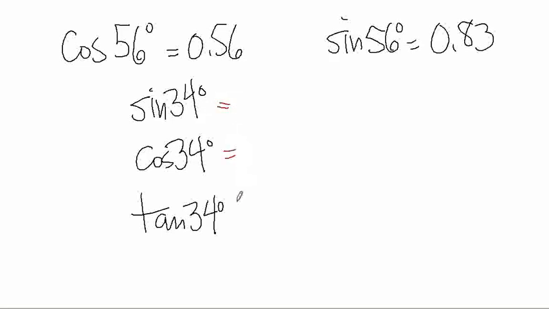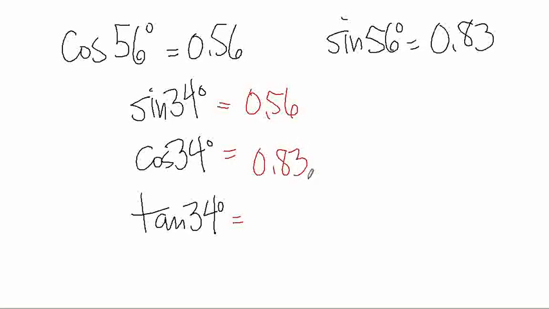Okay, I'll go ahead and work these out. So, an angle with a measure of 56 degrees and an angle with a measure of 34 degrees are complementary angles. Therefore, the sine of 34 degrees is equal to the cosine of 56 degrees. The cosine of 34 degrees is equal to the sine of 56 degrees.